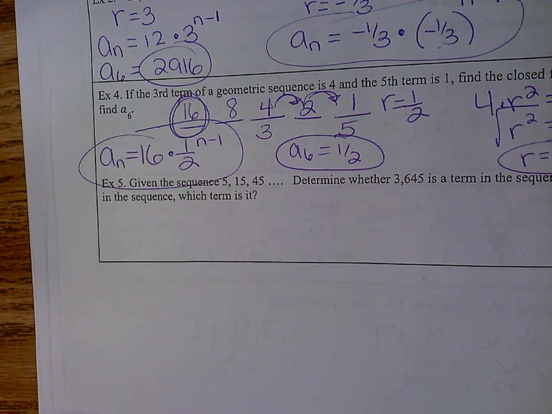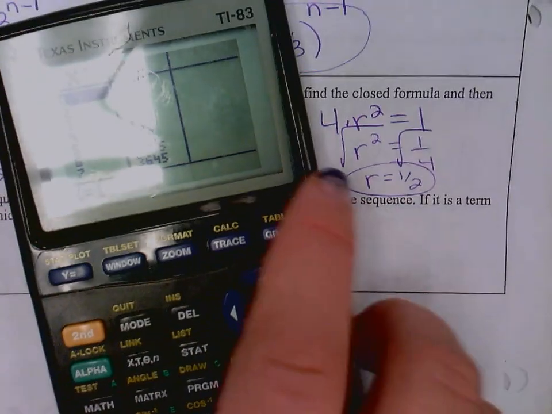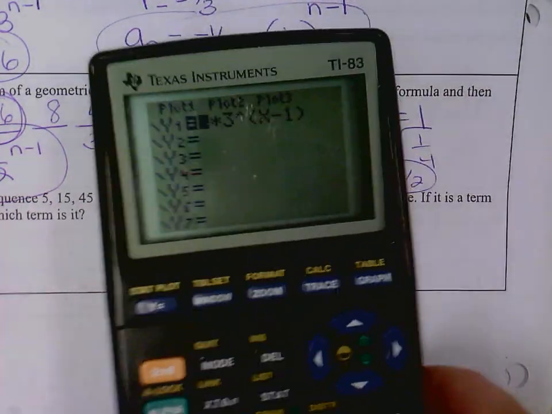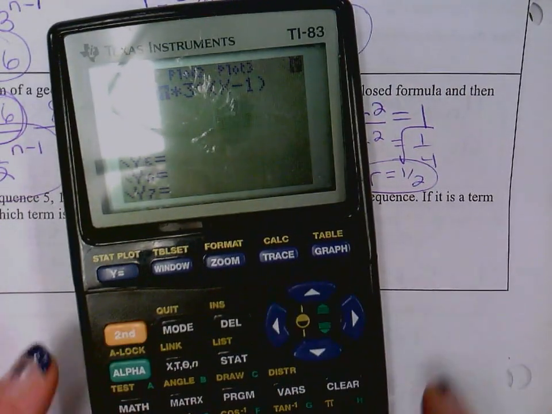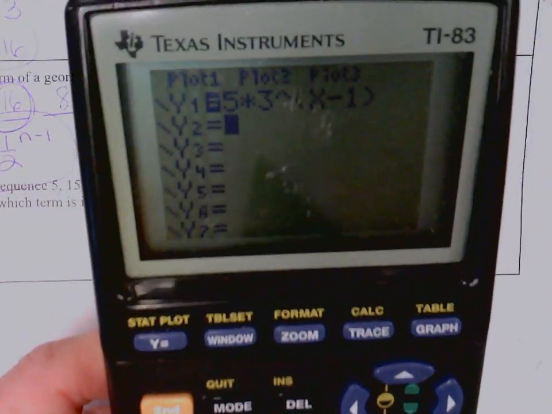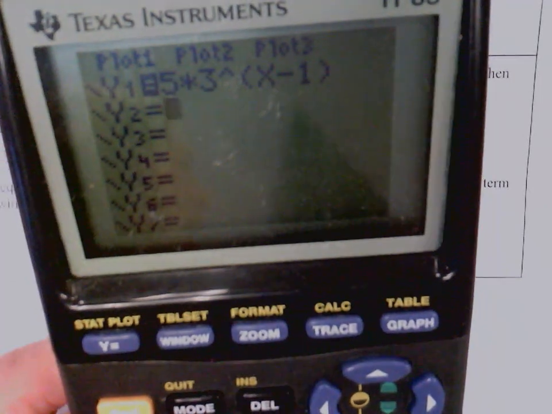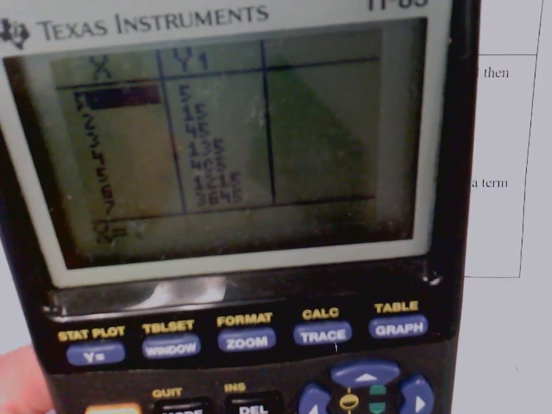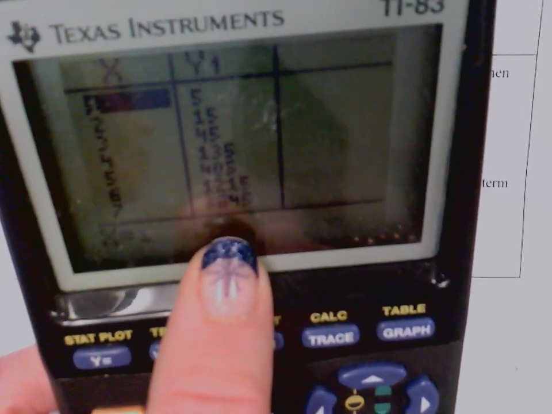If you just continue the pattern, I used the calculator to give me the pattern because I didn't want to type in times 3 times 3. So I just put in my y equals menu the function, which would be 5 times 3 to the n minus 1 power. It's kind of too dark on my calculator screen here. And then I went to my table and it gives me all the values and I can see where 3645 shows up.